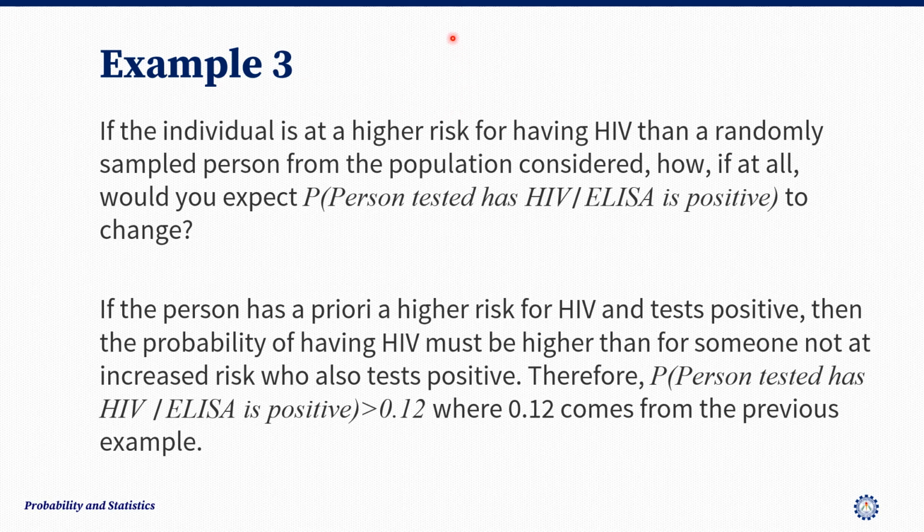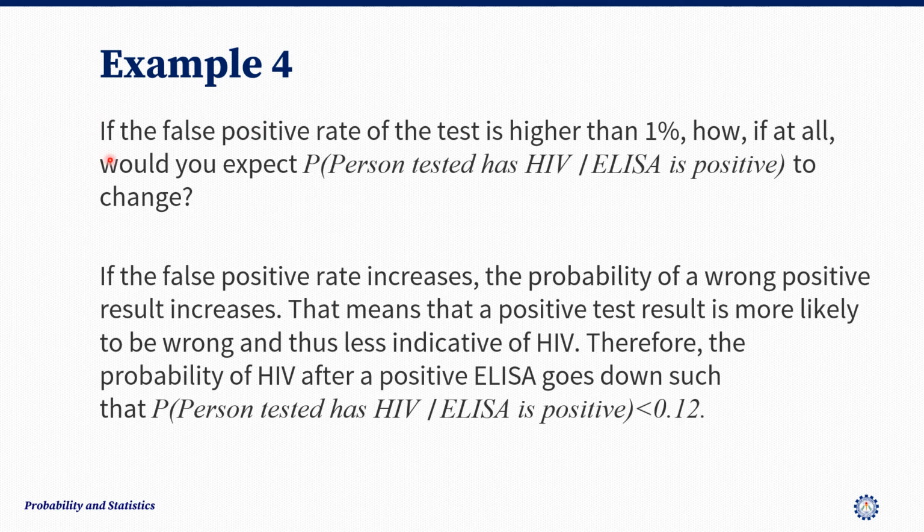One can derive this mathematically by plugging in a larger number in the previous example than 0.00148, as the number represents the prior risk of HIV. Changing the calculations accordingly shows that the probability of person tested has HIV given that ELISA is positive is greater than 0.12.